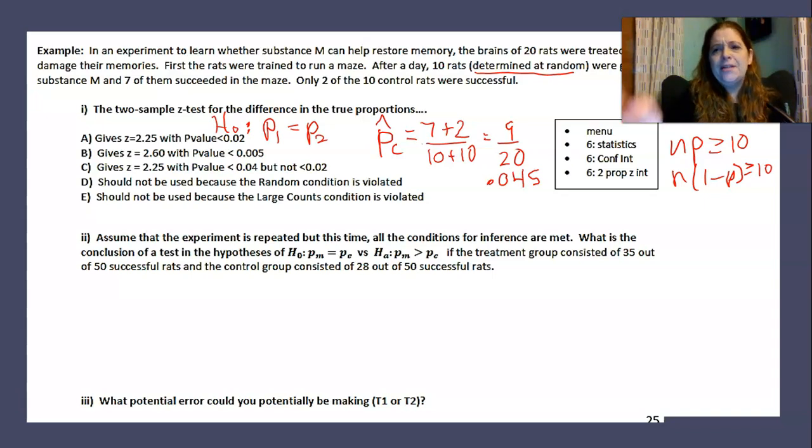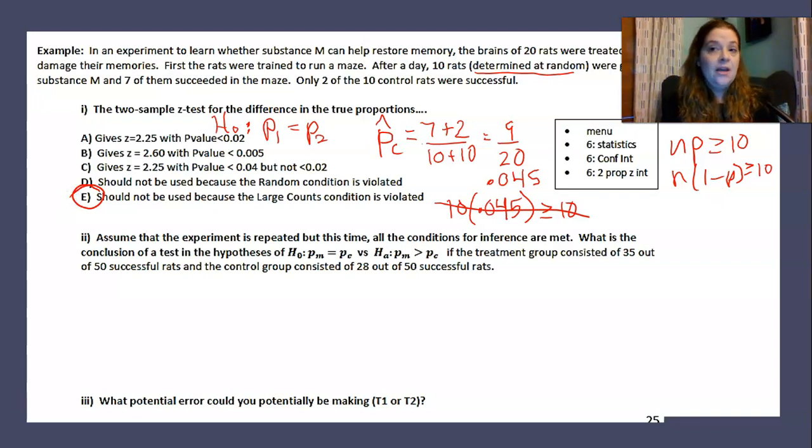Now, the issue with this is that when I go to check n times p, both of these sample sizes, I guess these group sizes, are 10. So there's no way that I can take 45% of 10 and get greater than or equal to 10. So that definitely is going to fail. So we should not use this as it stands because we've failed that condition. And the reason why is because this isn't approximately normal then. Maybe it's skewed, maybe it's non-normal, who knows.